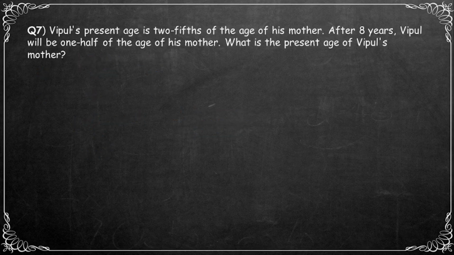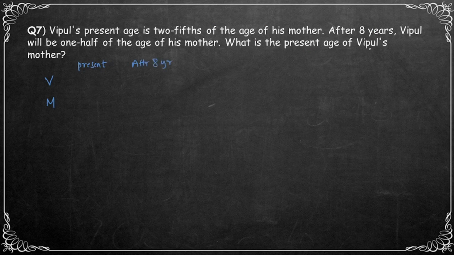Question 7. Vipul's present age is 2/5 of the age of his mother. After 8 years, Vipul will be 1/2 of the age of his mother. What is the present age of Vipul's mother? So there are two people, Vipul and his mother, and there are two timelines. One is present and one is after 8 years. So present and after 8 years.